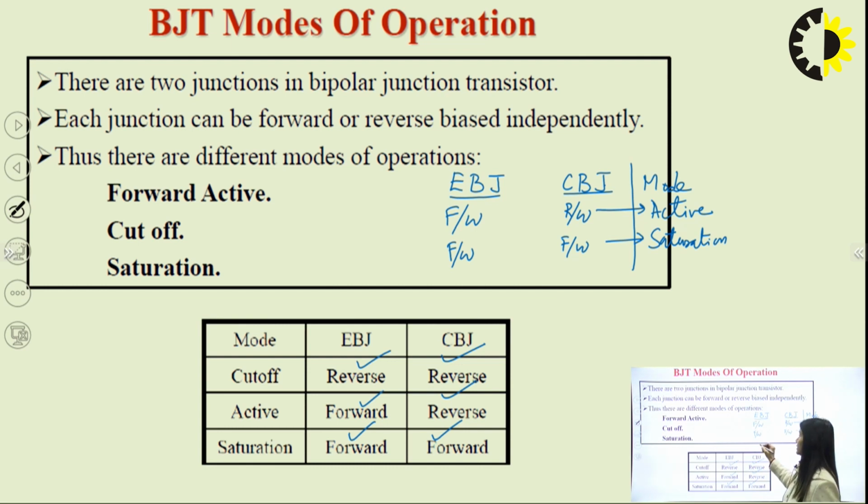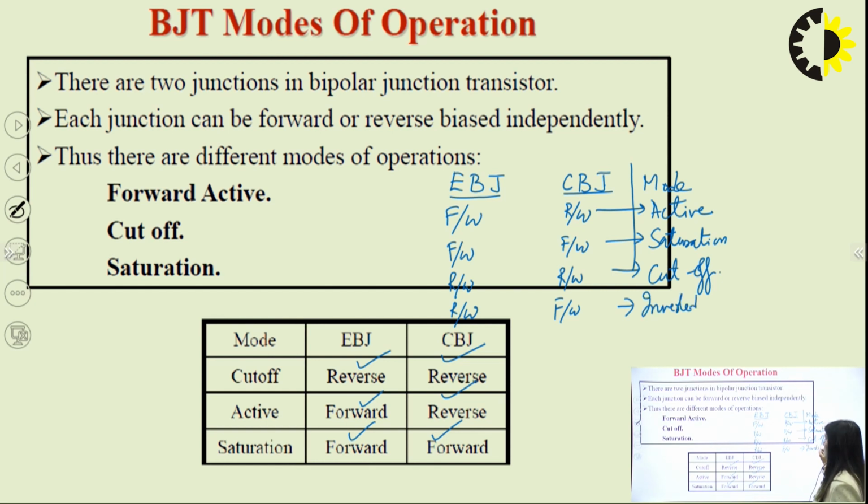If I bias both in reverse, then the transistor should work in cutoff mode, and if I make it reverse forward, then it is known as inverted mode. So these are the points: forward reverse, forward forward, reverse reverse, and reverse forward.